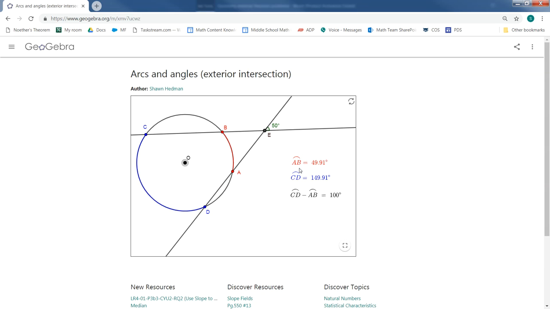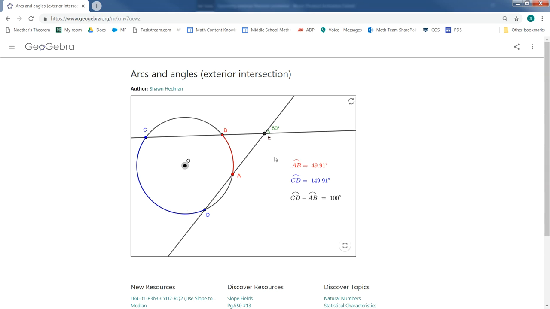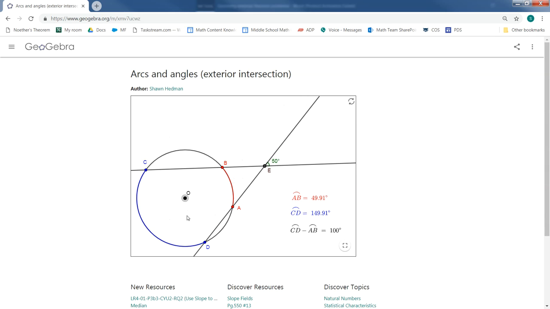The theorem relates these three quantities: the measure of the larger arc, the measure of the smaller arc, and the third quantity is the measure of the angle itself between these two lines. And the 100 degrees here is exactly twice that angle measure. And that's always true. So we're going to look at this theorem. We're going to use it to solve some problems. But first, let's look at some other variations of this idea.